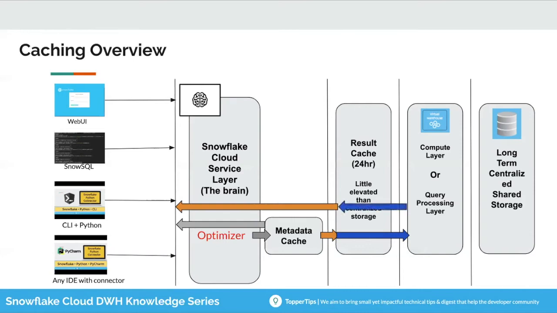Now it is possible the data is not loaded at all and has to be fetched from the centralized location. Then it will go to the centralized location, get the data from there, process it in the compute layer, and then finally return it to the user. So this is how the life cycle of caching is applied in Snowflake.